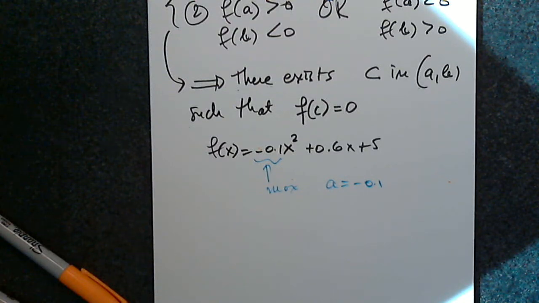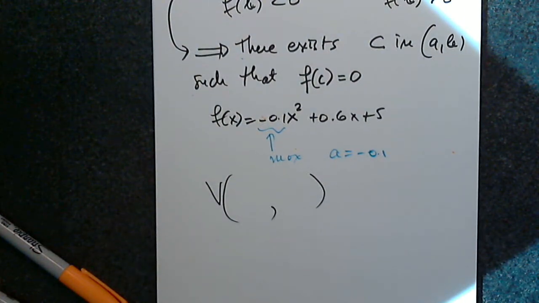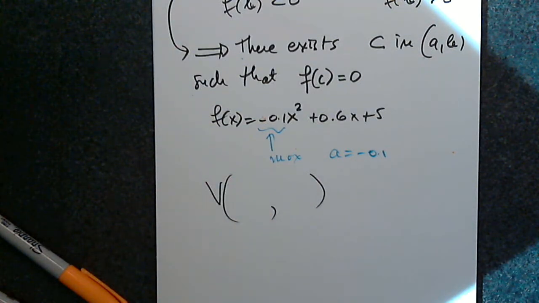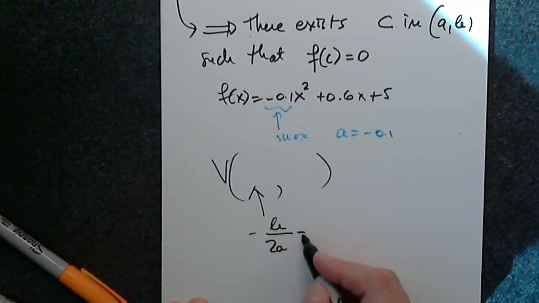Quadratic formula. Vertex. Yes. The vertex is the point that will give us the maximum. Very good. So for the vertex, how do I find the x coordinate? Because I can't find the y coordinate before I find the x coordinate. Negative b over 2a. Very good. The x coordinate is negative b over 2a.